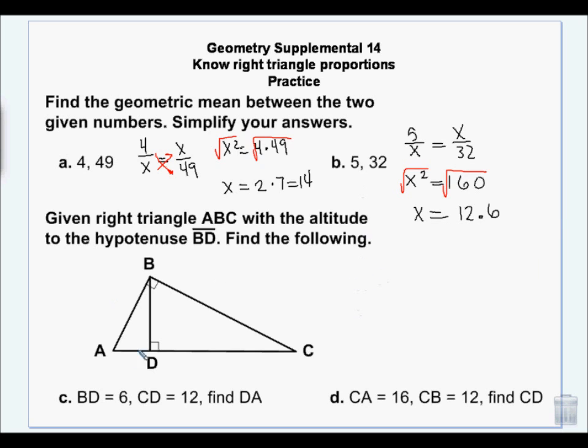Now here's the complicated ones. All right, first C, I have BD is 6 and CD is 12, and I want to find DA. 6 is the geometric mean between x and 12. Okay, so I'm going to do x over 6 is equal to 6 over 12. 12x is 36, so x is 3.